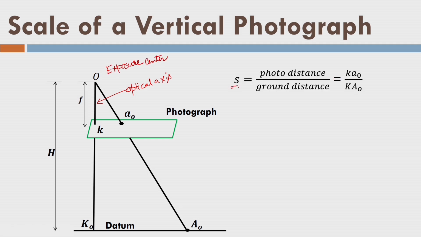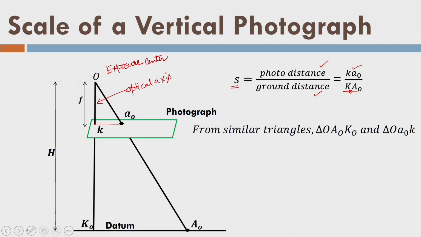The scale is the ratio of the distance on the photograph to the distance on the ground. That means, if I take 2 points on the photograph, then if I take the same points on the ground, and if I calculate 2 distances, and if I take the ratio of the 2 distances, this will be equal to the scale of the photograph. If you look at here, Ka0, this distance divided by K0A0.